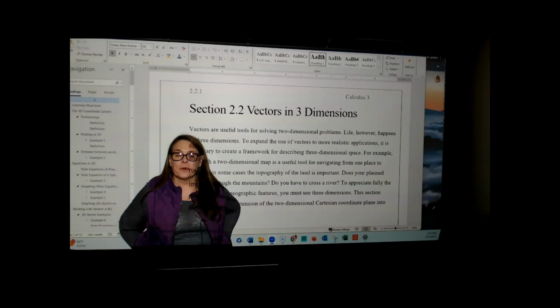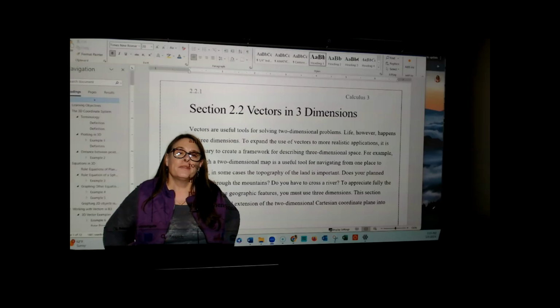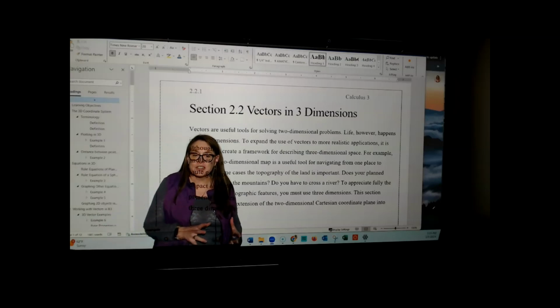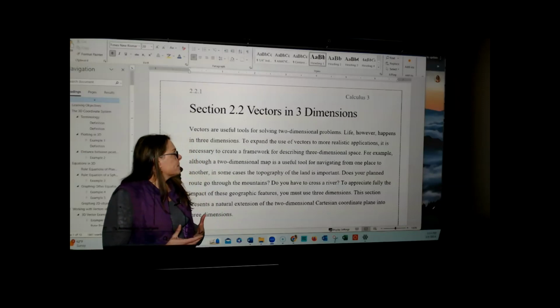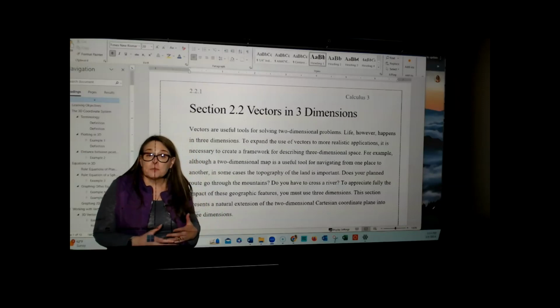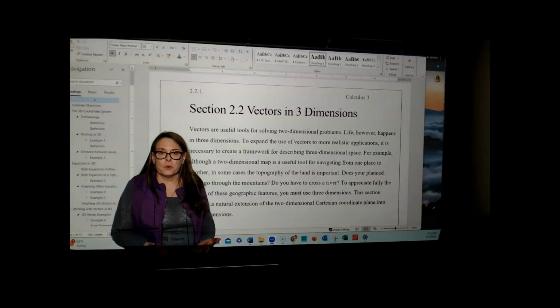In this video, we're going to be talking about vectors in 3 dimensions. So we've already talked about vectors in 2 dimensions. We now need to talk about vectors in 3 dimensions. And the reason for this is we live in a 3-dimensional world.